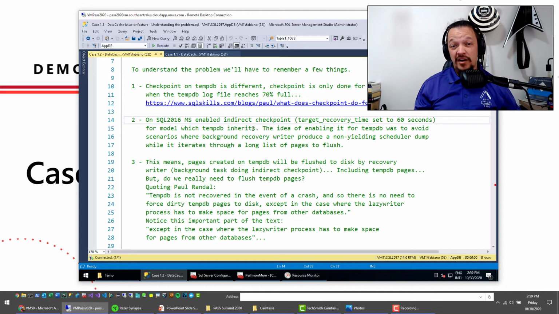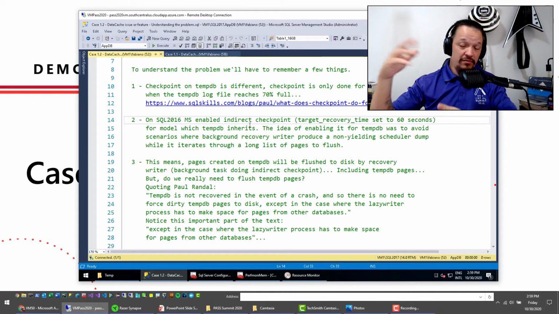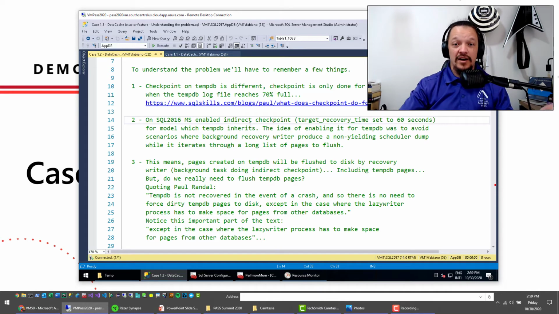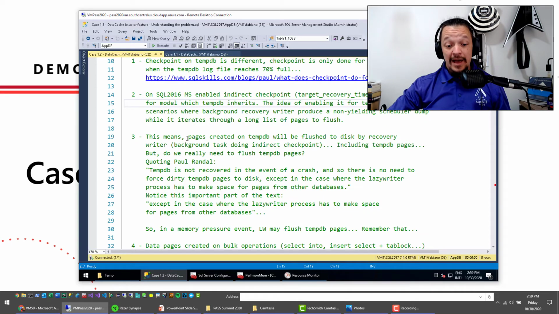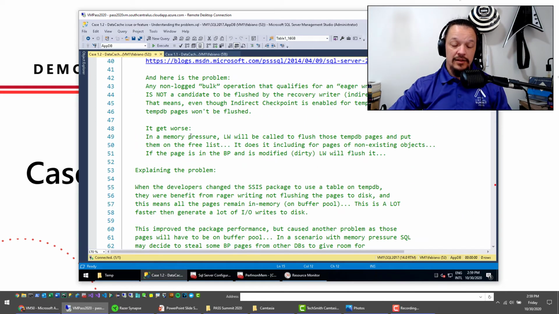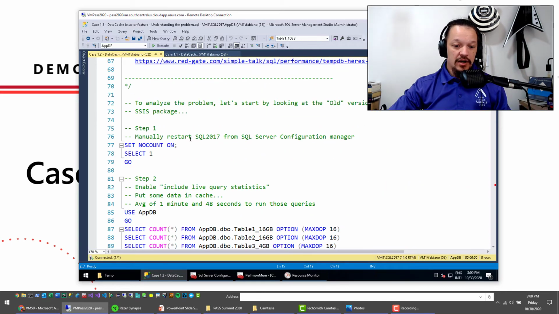LazyWriter should be smart enough to grab this page from the buffer pool. If it is dirty, before it flushes it, check if it really makes sense to flush it because the object doesn't exist. If it doesn't, just grab the page and put it into the free list and we are good to go, right? Even though it's dirty, if you replace the content, who cares? No one needs this information anymore. Anyway, this is what's happening. That's the problem, and there's the whole explanation here.